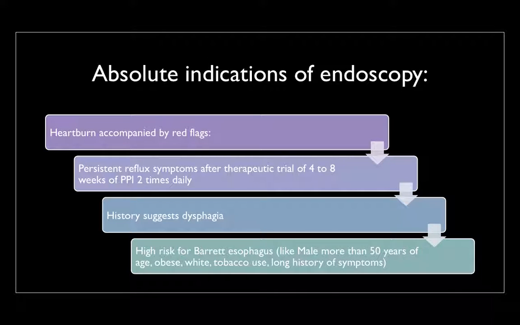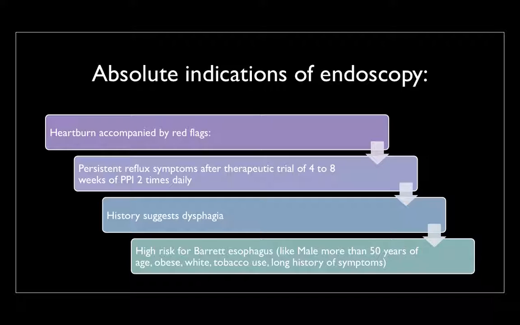Now coming back to the absolute indications for endoscopy. First of all, heartburn accompanied by red flag symptoms. Then persistent reflux symptoms after a therapeutic trial of 4 to 8 weeks of PPI twice daily. We have already started the PPI and increased the dose to twice daily for 8 weeks, and there's still no improvement in the patient's symptoms. We'll proceed to endoscopy. If history suggests continuous dysphagia, go for endoscopy.